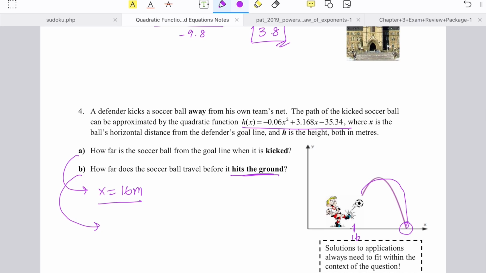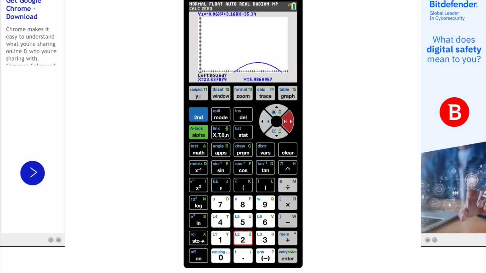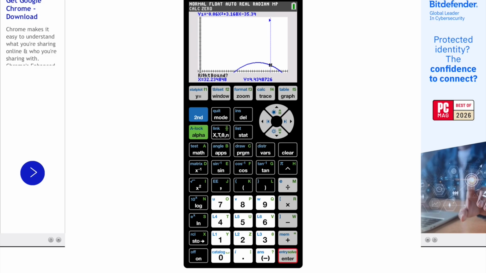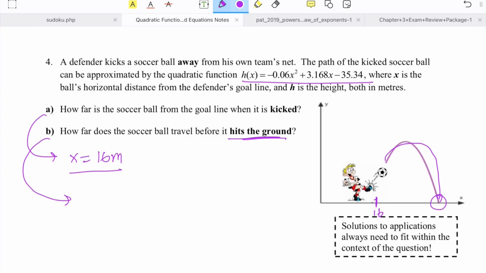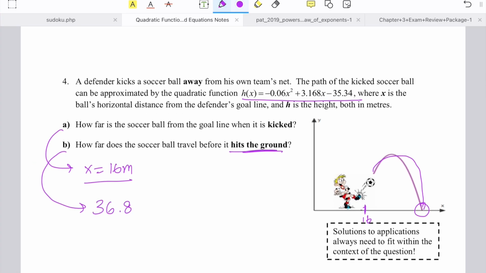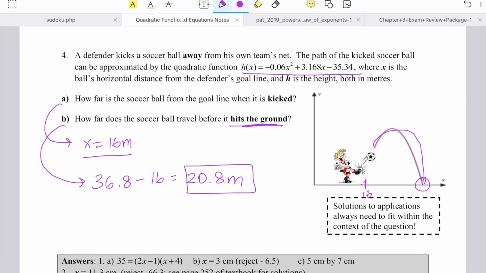So it's going to be this, and we'll have to subtract it from the second intersection. So we'll do second trace 2 again. We'll go over here, and this is my left bound. This is my right bound, and this is my guess. So it's 36.79. Nearest tenth will be 36.8 minus 16, because that's when it's in the air, right? So it'll be 20.8 meters, which is 21.